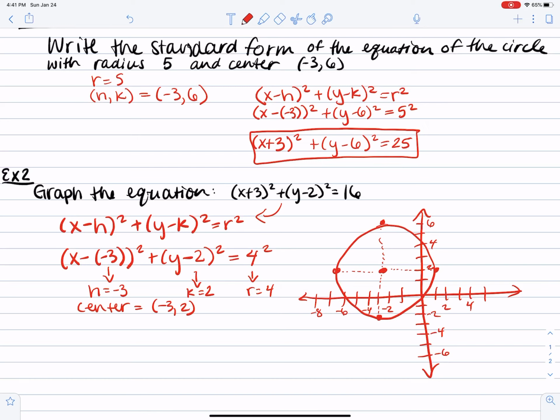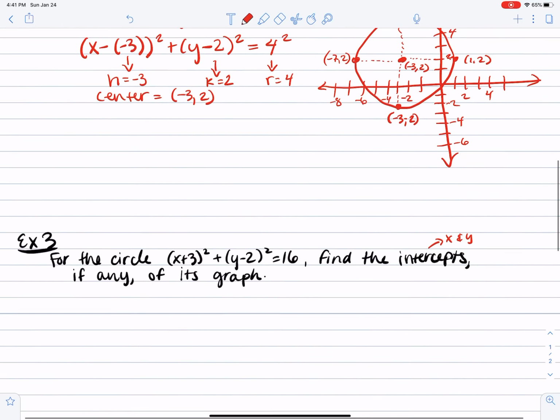If it doesn't look like a circle, if it's not the same distance all the way around, then you might have graphed a little bit incorrectly, but that's your circle. So this is (-3, -2). This is (-3, 2). This is (1, 2). This is (-3, 6). And (-7, 2). And that's the answer there. All right, and then one more example today.